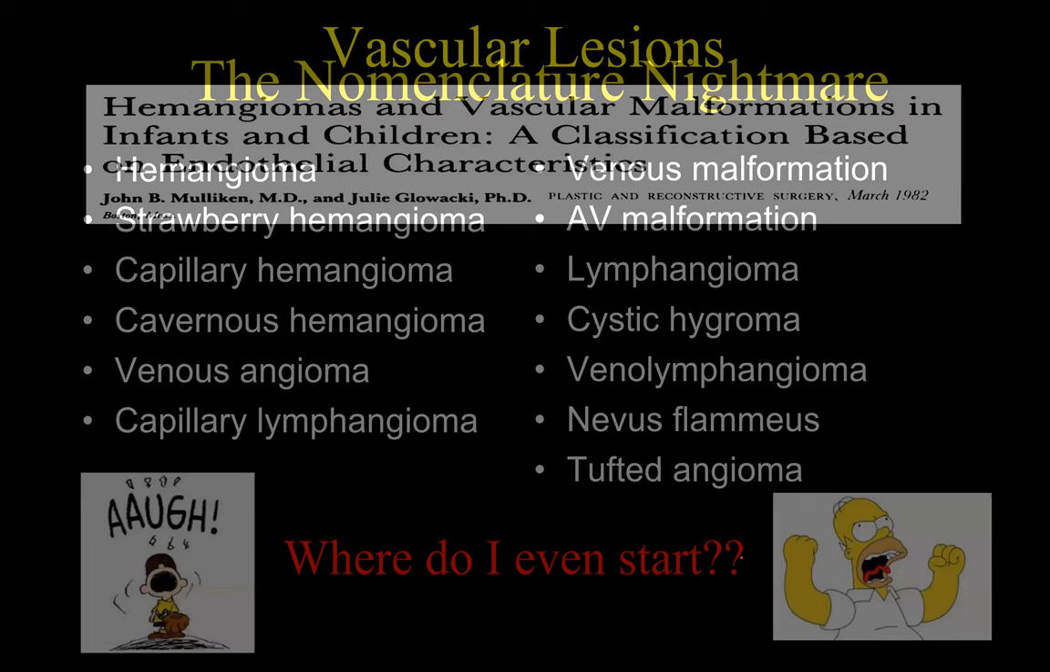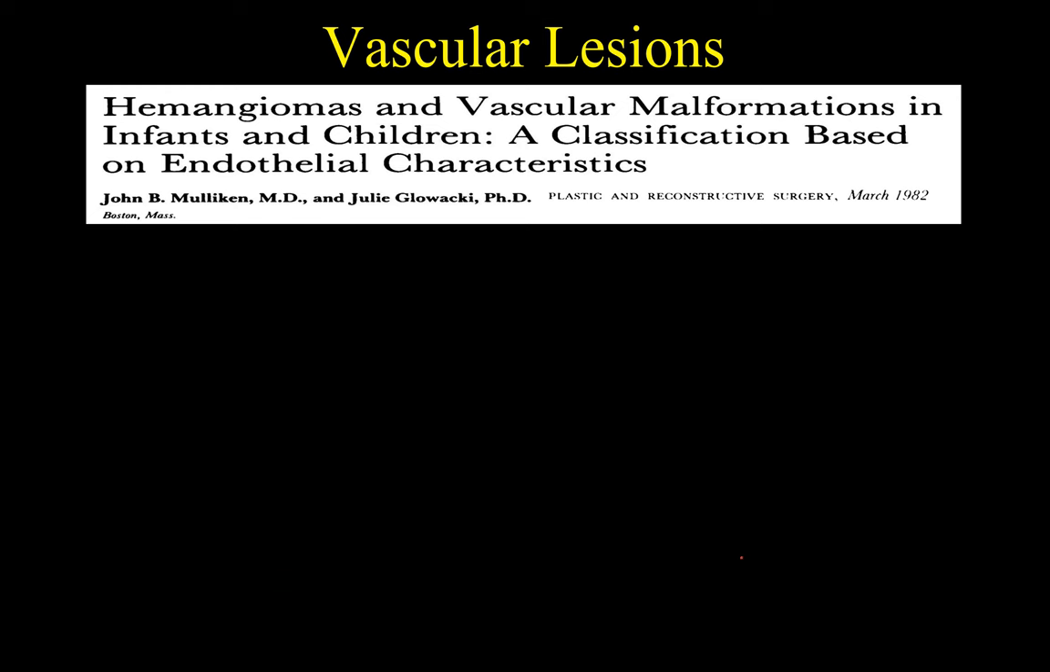So when we talk about vascular lesions, and I mentioned that nomenclature nightmare before, one of the landmark papers, published in March of 1982, was by Mulligan and Glowacki, from the Plastic and Reconstructive Surgery Group at Boston Children's. Ironically, just a few years later, I was a resident there in 1988. So that tells you how old I am. I think their lab was going, and I actually met some people that worked in their lab. But they came out with this paper, and this really was the first organized construct on hemangiomas and vascular malformations. They tried to make a classification based on specific endothelial characteristics. So this was that initial paper.